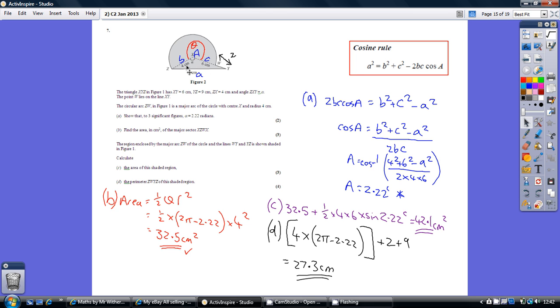So our 2 sides we need to use are the 4 and the 6. So we've got half times 4 times 6 times sine 2.22. So that's the area of the triangle. Add the 2 areas together, we get the 42.1.